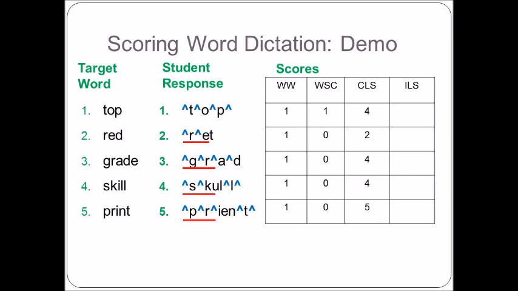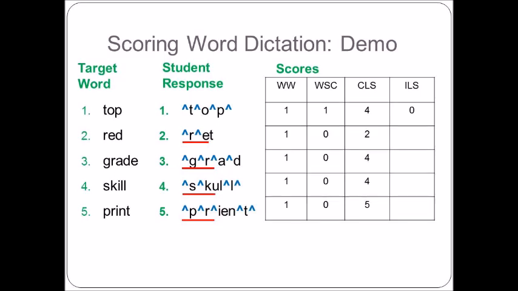Now let's score incorrect letter sequences. So for incorrect letter sequences, we know that we only have to look at the words that are underlined. We know that if a word was spelled correctly, it can't have any incorrect letter sequences. So we only look at the misspelled words. Item 1 was spelled correctly, so we know there are no incorrect letter sequences in item 1. Let's look at item 2.